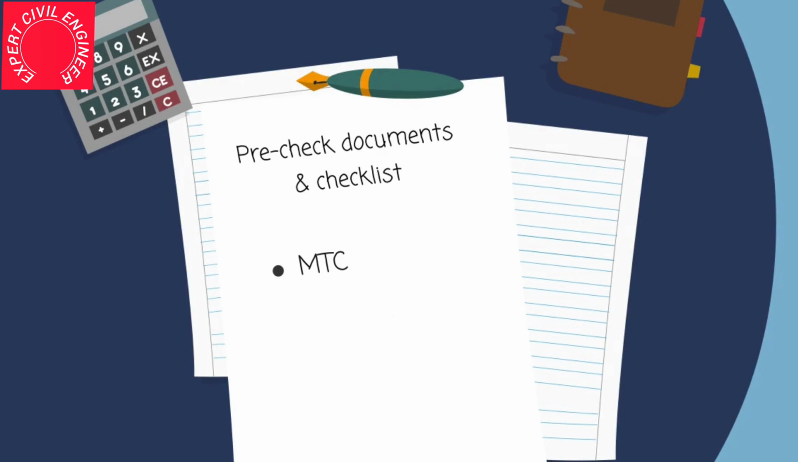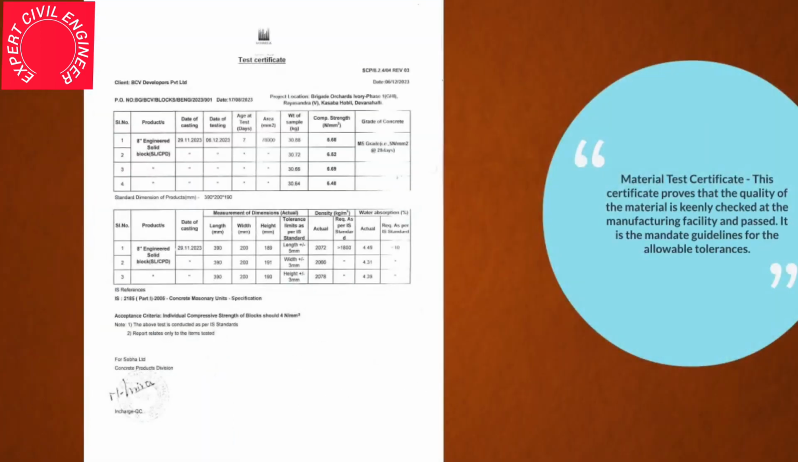Prior to commencement of block masonry, it is best to ensure all the required quality assurance documents are thoroughly checked and approved. The work progress should be aligned with the guidelines mentioned in these documents. This certificate proves that the quality of the material is keenly checked at the manufacturing facility and passed. It is the mandate guidelines for the allowable tolerances.